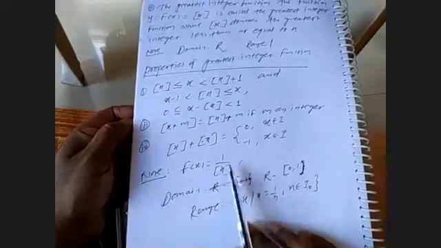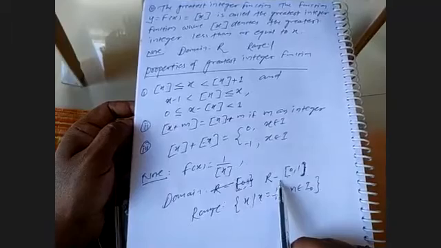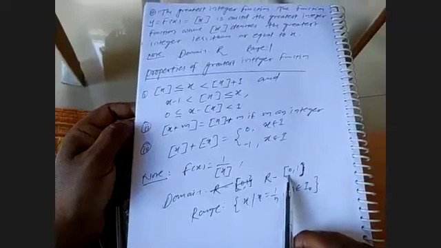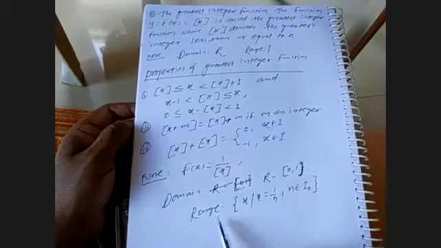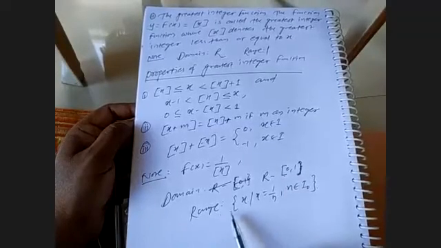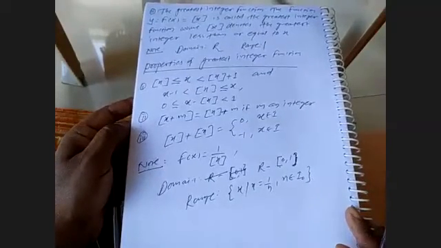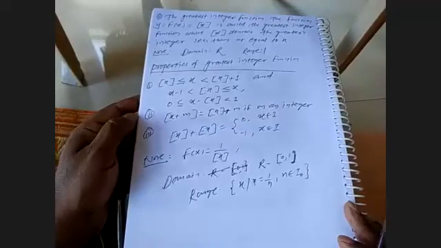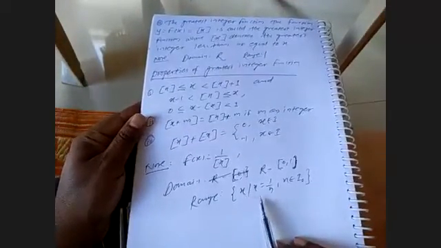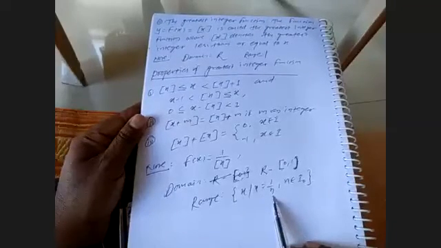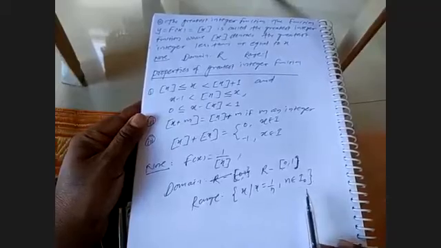F of x equals 1 upon the greatest integer function x. Domain is R minus the semi-closed interval [0, 1). Okay. And the range of the function is the set of all x such that x equals 1 upon n, n belongs to the set of integers.